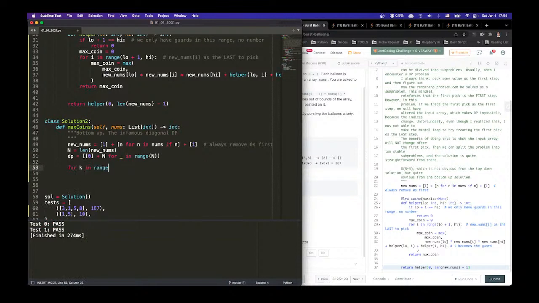For k in range, we know it is n minus 2, right? So what is k? K represents the kth diagonal. The infamous DP, where values are filled diagonally. Okay, so the kth diagonal, right? And then we have this, right? And then we go this.